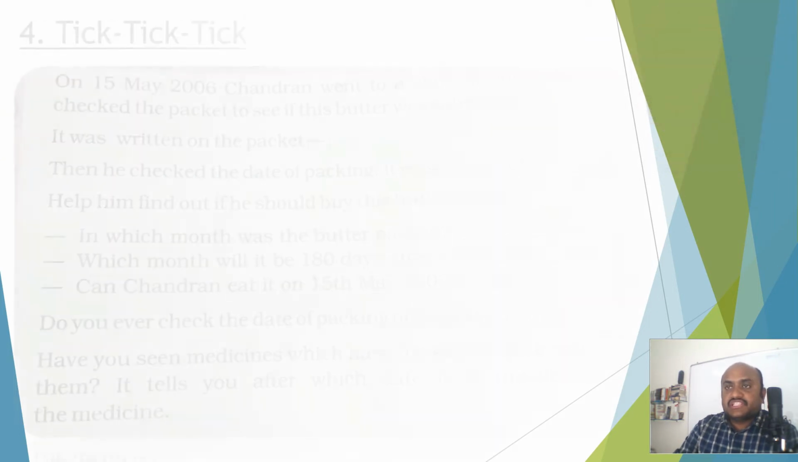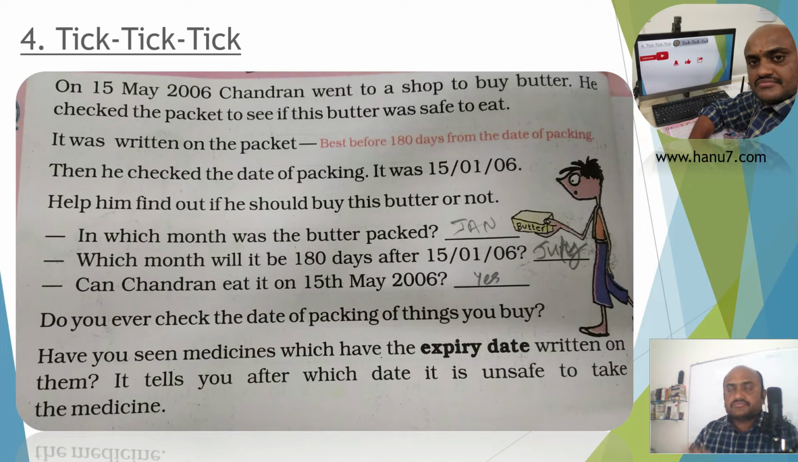So coming to the first slide of this fourth part. On 15th May 2006, Chandran went to a shop to buy butter. He checked the packet to see if this butter was safe to eat. We will often go to shops and purchase food, right? So it is mandatory for us to check when it was packed and how long we can use it. I mean, what is the safe time to use it? Even it holds good for medicine, and for almost all products which you purchase, either from the street or from the supermarket or from malls.